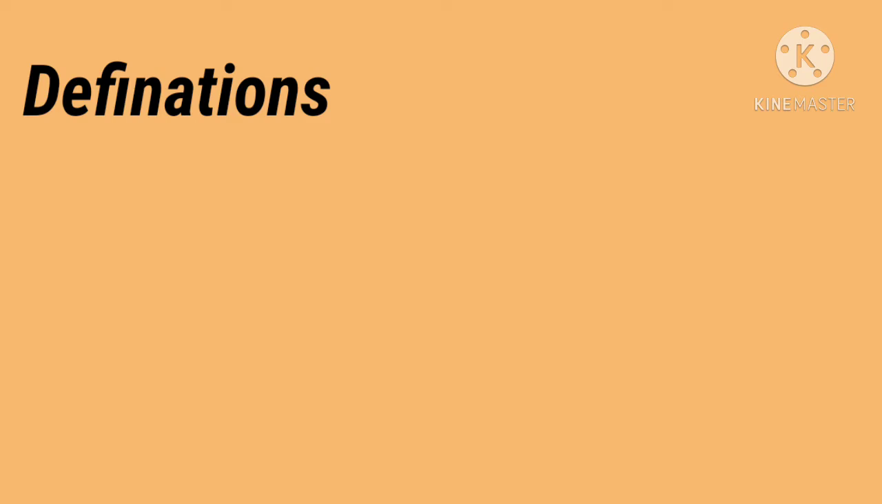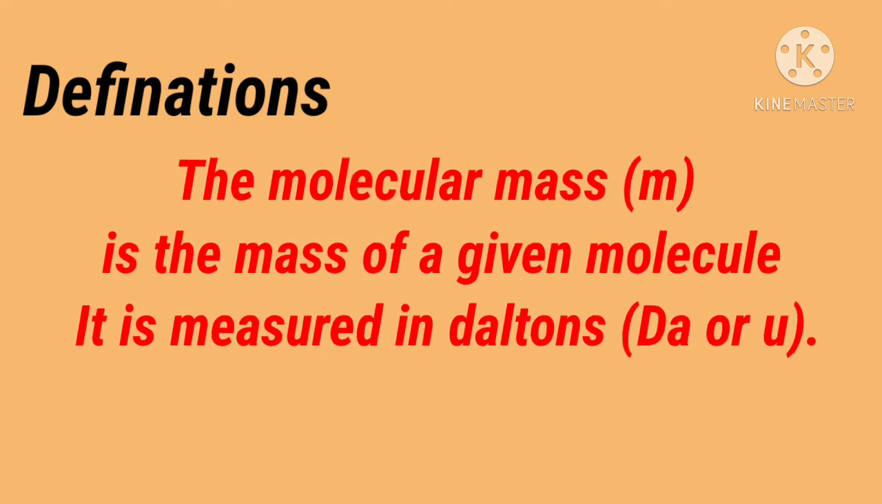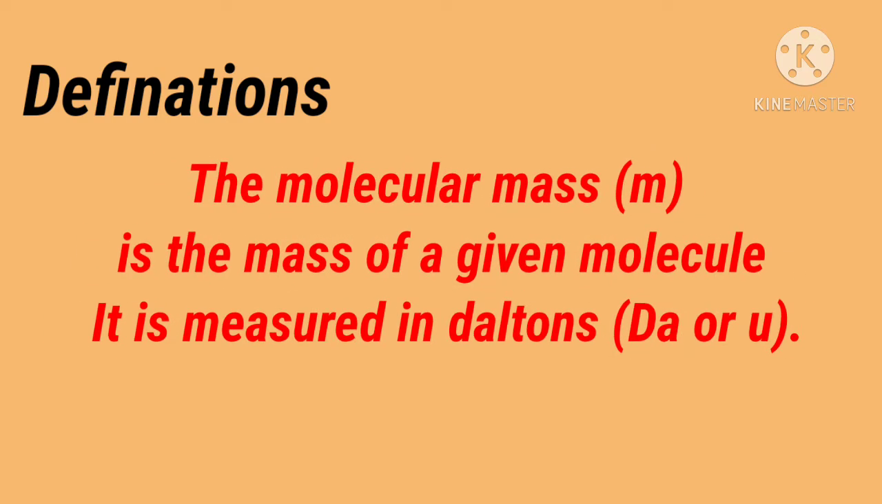So first of all I would like to tell you the definitions. Molecular mass. It is the mass of a given molecule. It is measured in daltons, Da or u, the short form. So you can see the small letter u is written, it is pronounced as mu, for the unit of molecular mass. So molecular mass itself relates that it is a mass, matlab वजन, of a single molecule.